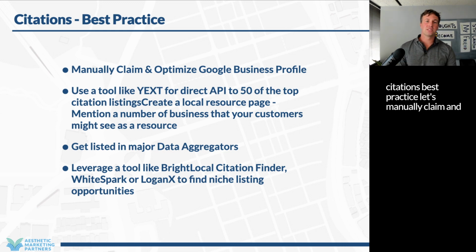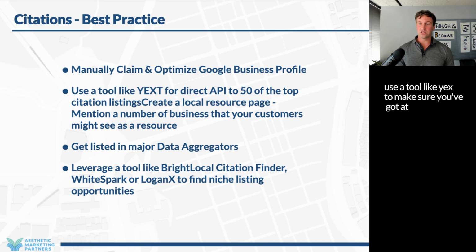Citations best practice. Let's manually claim and optimize Google Business Profile like we discussed. Use a tool like Yext. Make sure you've got at least 50 citations. Ideally, we look for 100 plus using multiple platforms.